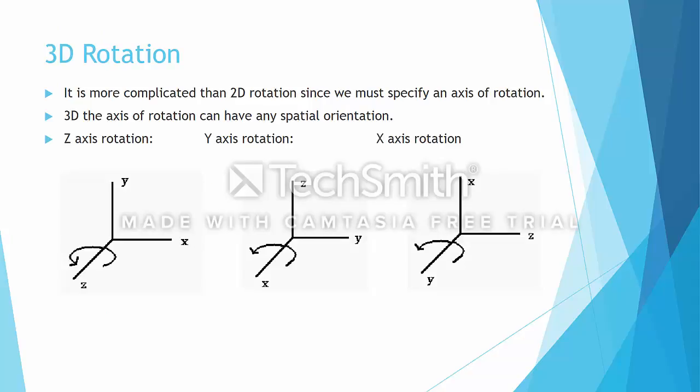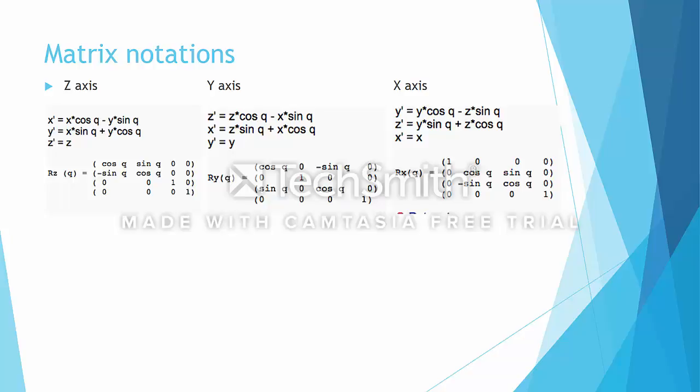3D rotation. It is more complicated than 2D rotation since we must specify an axis of rotation. In 3D, the axis of rotation can have any spatial orientation. That is, the z-axis rotation is anti-clockwise towards the z direction, and y-axis rotation is anti-clockwise towards the x direction, and x-axis rotation is in the anti-clockwise direction towards y. And the matrix notations for these x, y, z axes are also given.